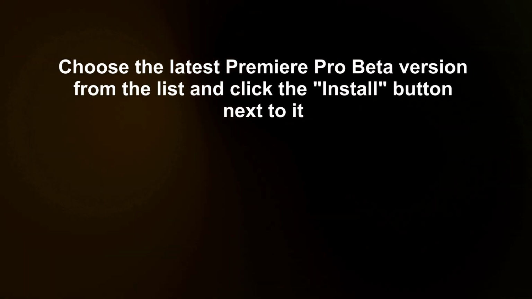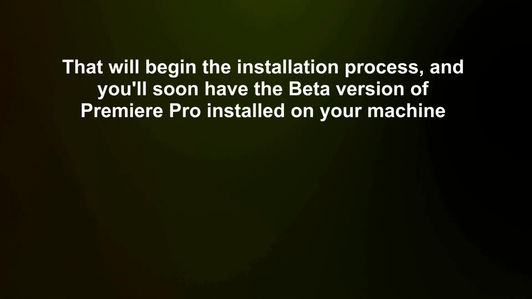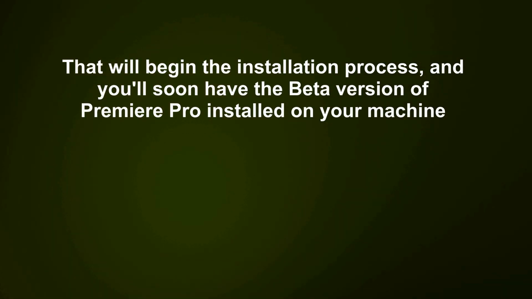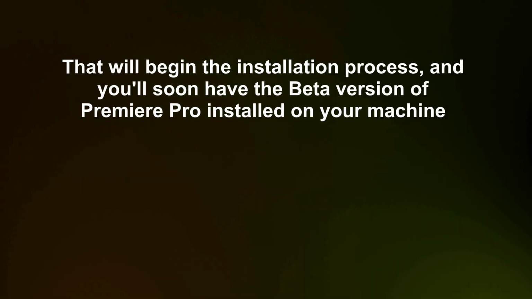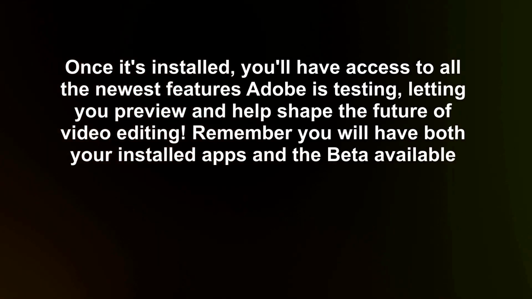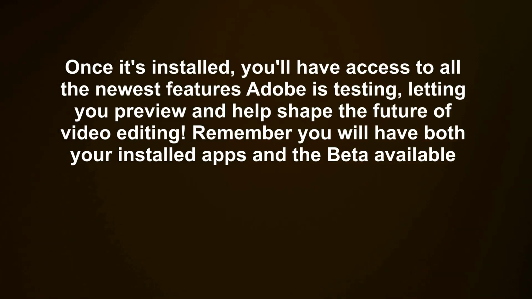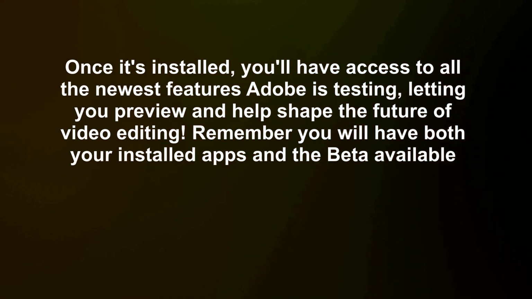Choose the latest Premiere Pro Beta version from the list and click the install button next to it. That will begin the installation process, and you'll soon have the beta version of Premiere Pro installed on your machine. Once it's installed, you'll have access to all the newest features Adobe is testing, letting you preview and help shape the future of video editing.